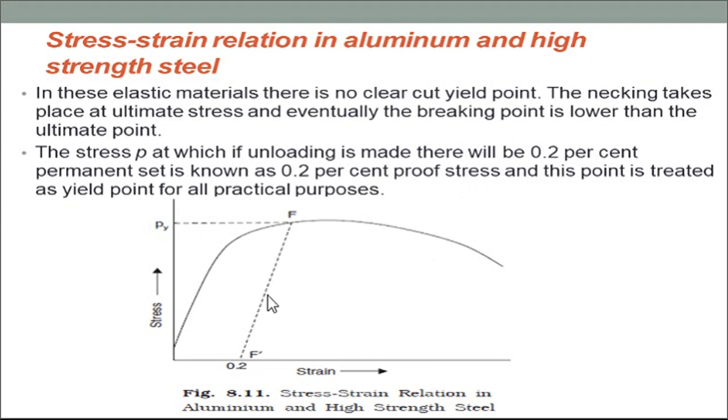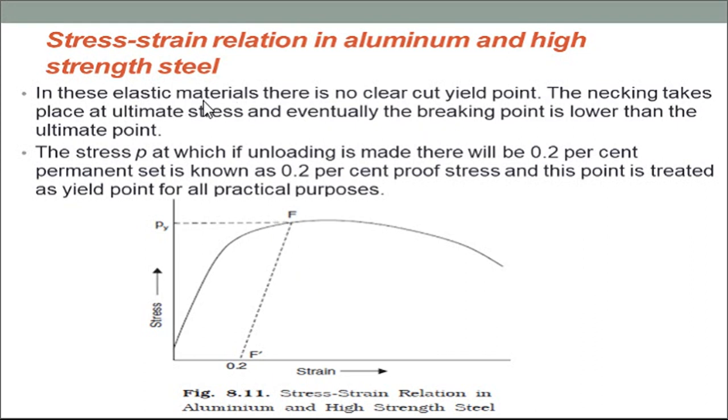This particular dotted line is parallel to the proportional limit line. This particular inclined line is the proportional limit, and the dotted line is parallel to it. We only have to take the 0.2% proof stress, and if you draw the line parallel to this proportional limit, it intersects the curve at F, and this point F we can consider as the yield point for all practical purposes.